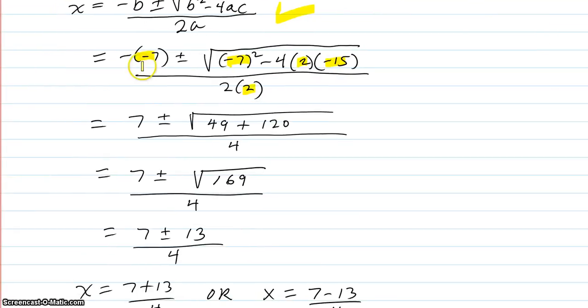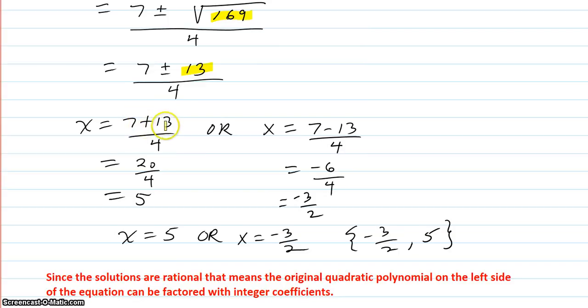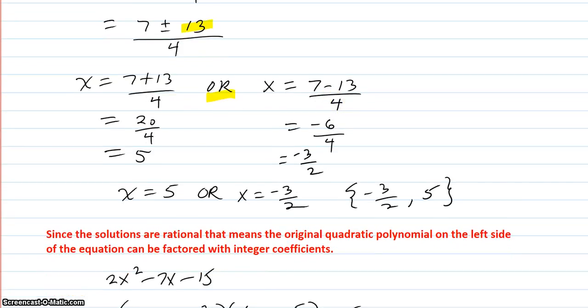Work on that. Minus of a minus 7 is a 7. Negative 7 squared, 49. Here is 30 times 4. Subtraction of a negative is a positive. So it's 120. Add those together, 169. Square root of 169 is 13. So x is 7 plus 13 over 4, or x is 7 minus 13 over 4.